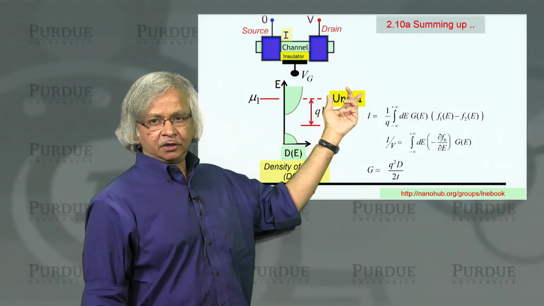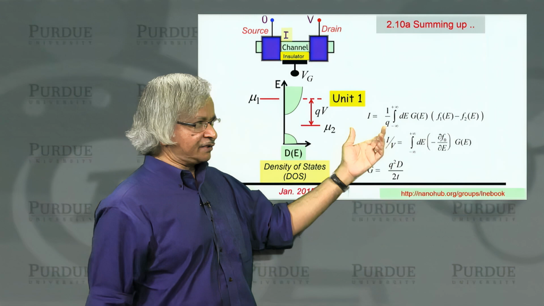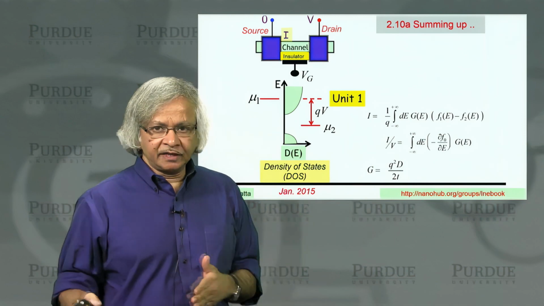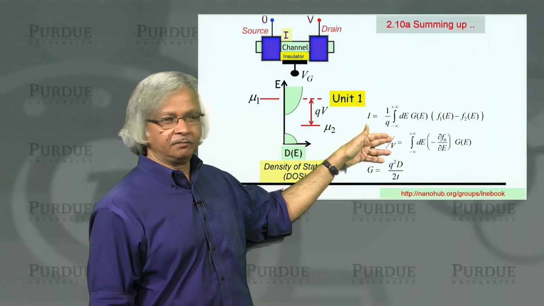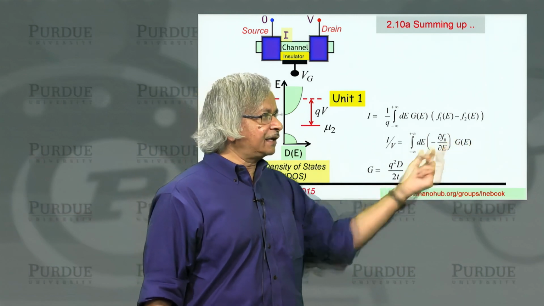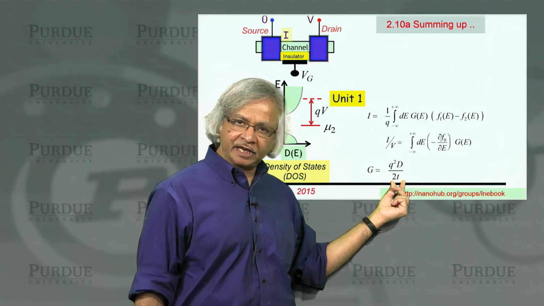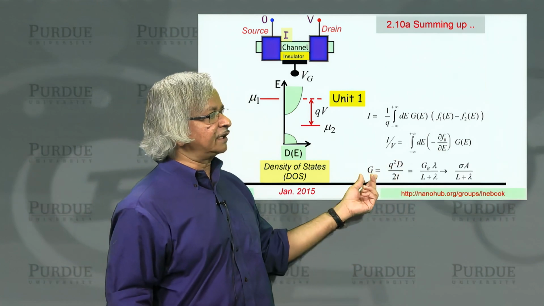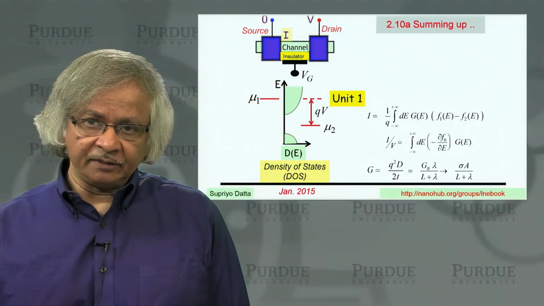So in Unit 1, we showed that you could write the current in this form for an elastic or a Landauer resistor. And it's this difference of the two Fermi functions. And you can use then this low bias approximation to get an expression for the conductance, current divided by voltage, which is like an average over energy of a conductance function. And that conductance function depends on the density of states and the time it takes for an electron to go through the channel. We then showed that you could start from here and get a general expression for the conductance that actually applies in both ballistic and diffusive limits.